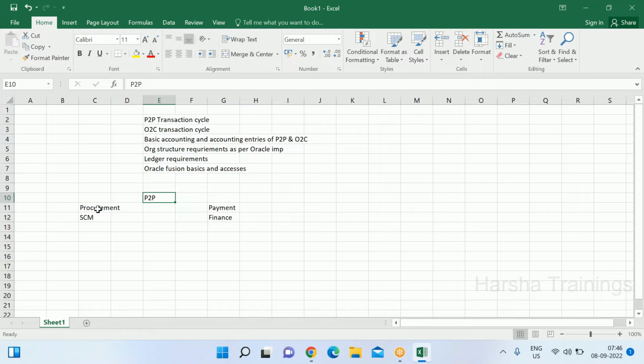P2P stands for procure to pay, or you can say procurement to payment. Procurement is part of the supply chain management process, and payment is part of the finance process. So supply chain management employees will be different from finance. A financial consultant will not be working on supply chain management. There will be a different consultant who will work and deal under supply chain management.